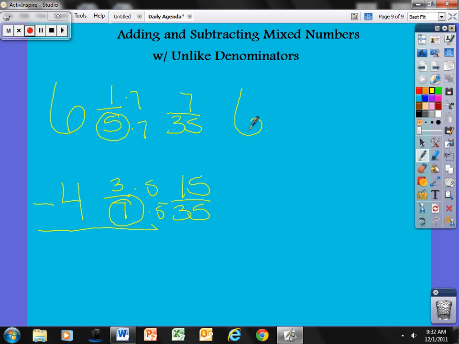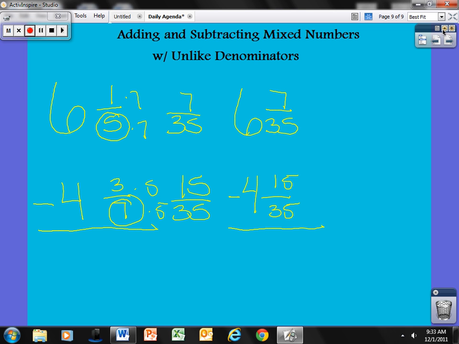Okay, so now I have 6 and 7 thirty-fifths minus 4 and 15 thirty-fifths. I subtract. Oh, I can't subtract because I can't take 15 from 7. So just as I did in the last problem, I'm going to rename this. Because I see it's broken into 35 equal parts, I know that each one of these 6 wholes is broken up into 35 equal parts. So I'm just going to rename this. It's going to be now 5 and 35 thirty-fifths. It's still equal to 6.